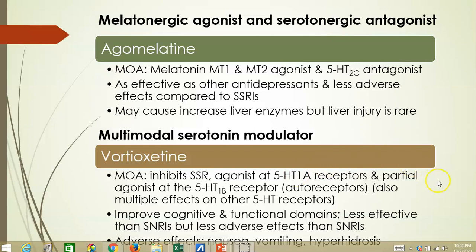Right? And what is interesting is that they seem to improve cognitive and functional domains of the brain, but it is less effective than SNRIs, with less adverse effects than SNRIs. So for any reason, if the patient cannot tolerate any of these other drugs, then perhaps this can be an option for these patients. Some of the adverse effects include nausea, vomiting, and also hyperhidrosis.